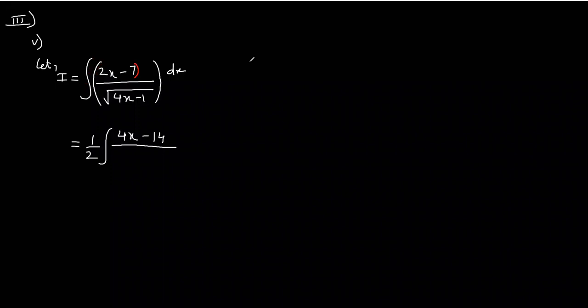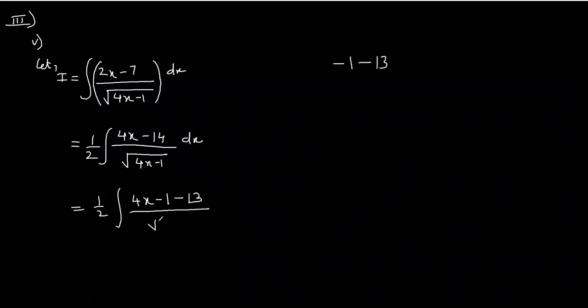Now see students, so the next step what you will get is 4x minus 14, and here you have square root of 4x minus 1 dx. Okay, see, you got negative of 14. Can negative of 14 be written as negative 1, negative 13? Yes, very well. See what I will do. I will write this as 1 upon 2 and it is 4x minus 1 minus 13 divided by root of 4x minus 1 dx.